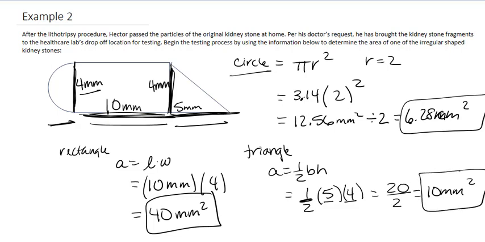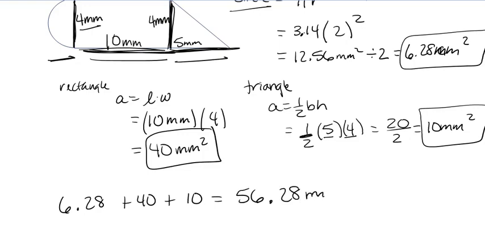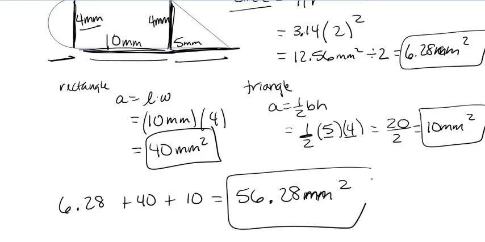So now our final step is we're going to need to add these together. So we have 6.28 plus 40 plus 10, which is equal to 56.28 milliliters squared. And this is our final answer.